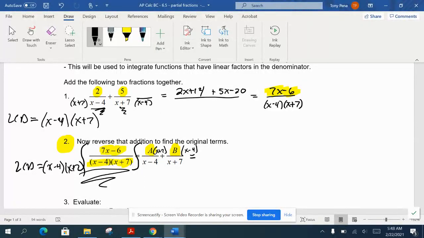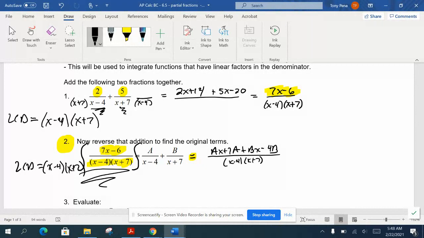So if we do that, this product here would give us ax plus 7a. And then this product here would be bx minus 4b. And then all of that now has a common denominator, which is good. It's our goal. The next step, then, what we want to look at: notice how we now have an equation. So that's how this is going to play out in general.